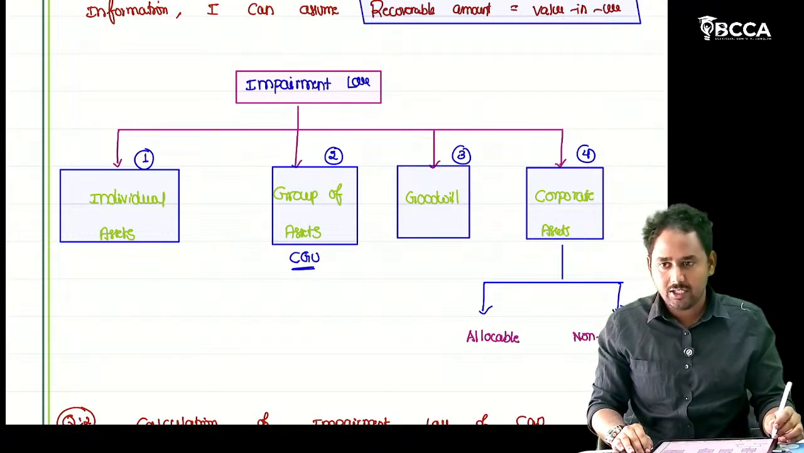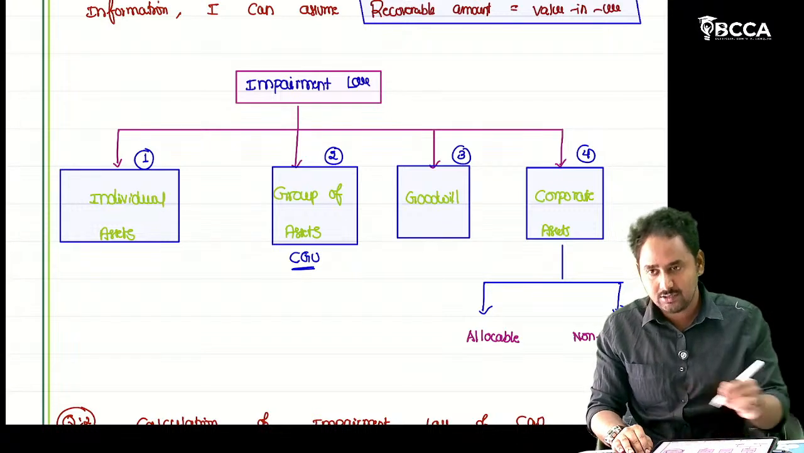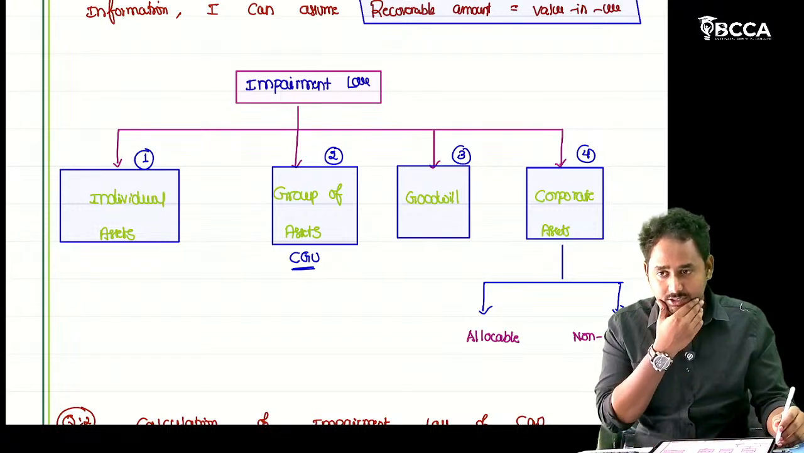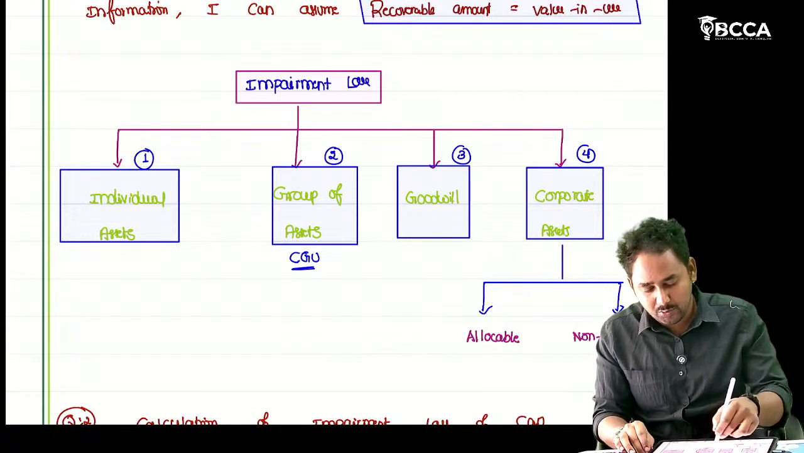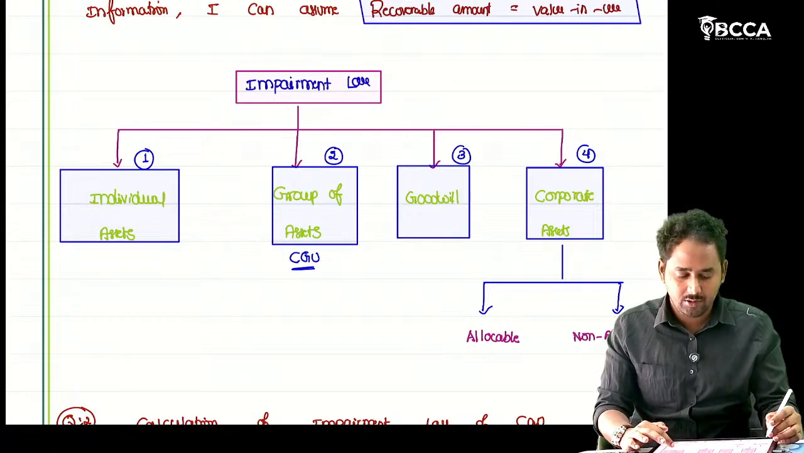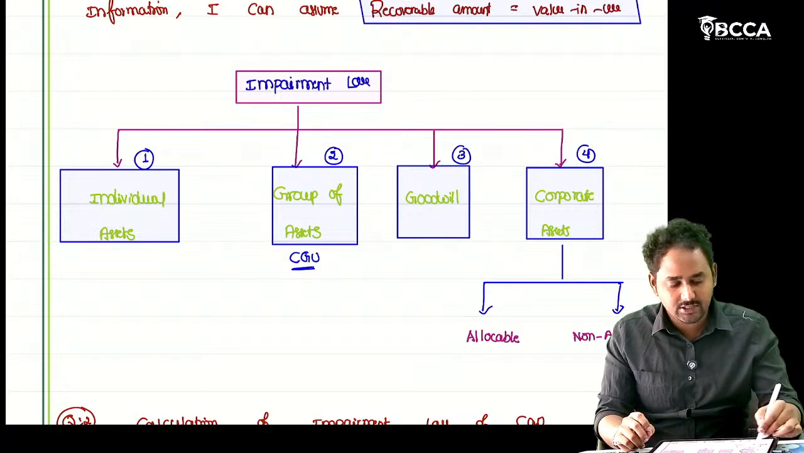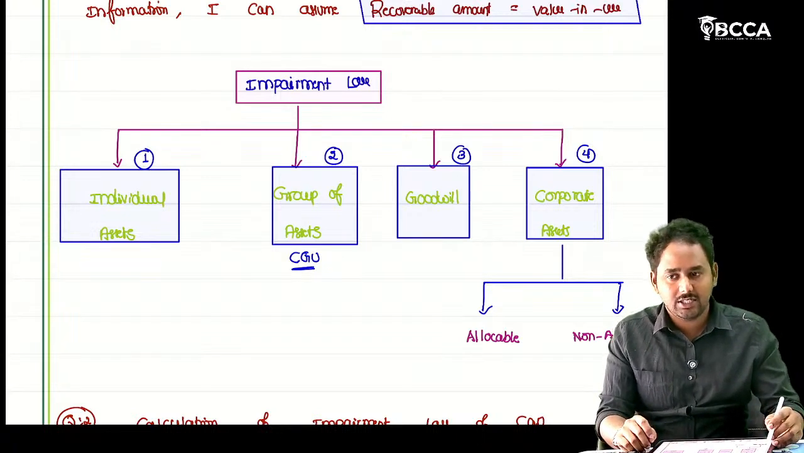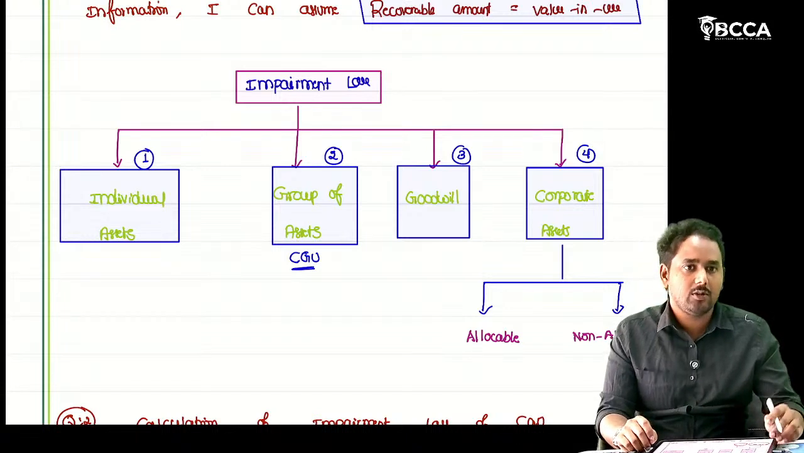We have already discussed how to provide the impairment loss on individual assets. We also discussed one problem on how to provide impairment loss on a group of assets in cash generating units. Now let's see how to provide impairment loss on corporate assets. Corporate assets are divided into two types: allocable corporate assets and non-allocable corporate assets.